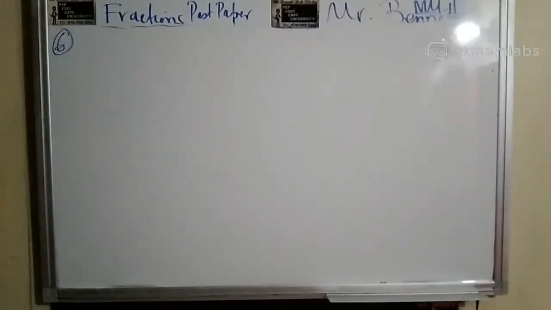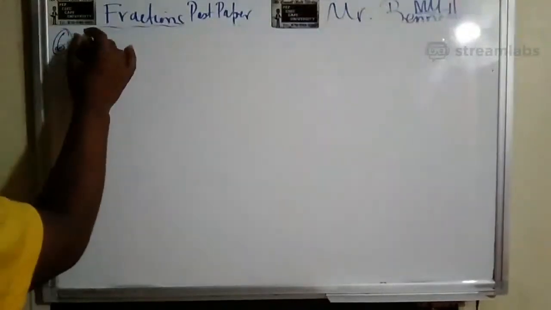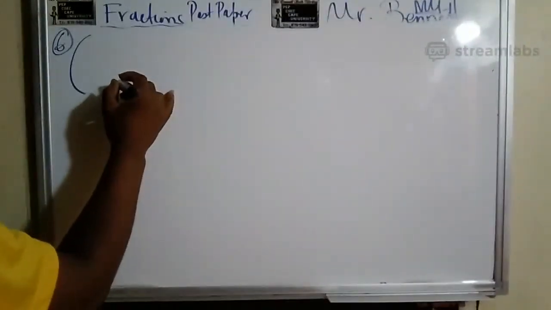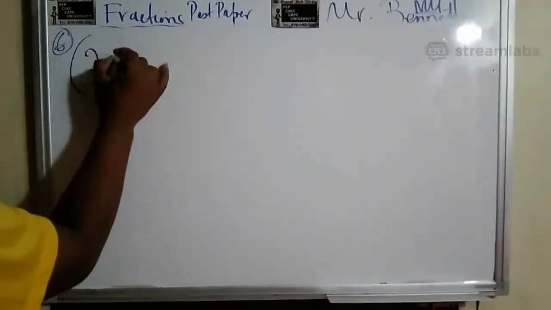Alright, so let me just get this number 6 on the way so you guys can attempt it. On to number 6 now. And number 6 says they actually gave us a bracket. Remember the BODMAS rule, whenever we get a bracket, how do we approach that?